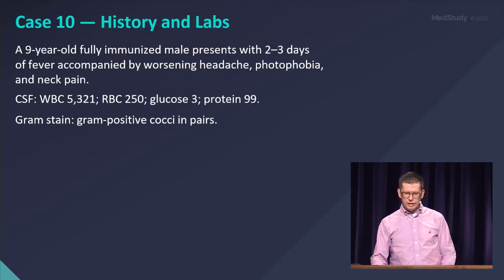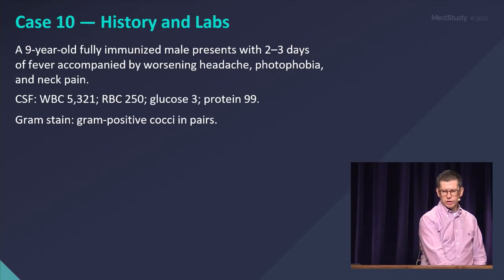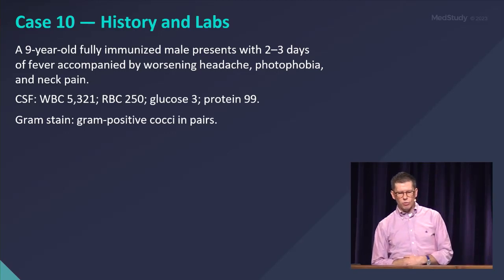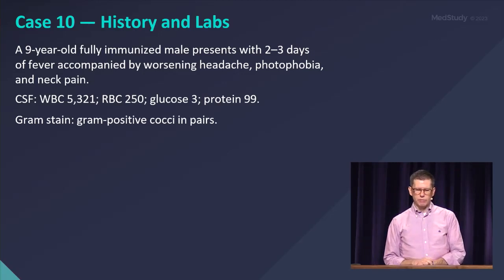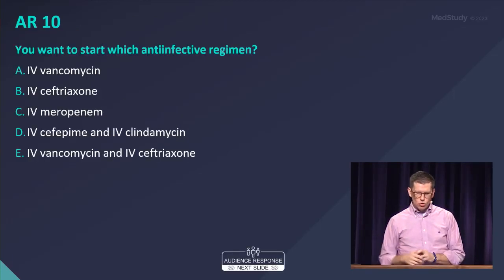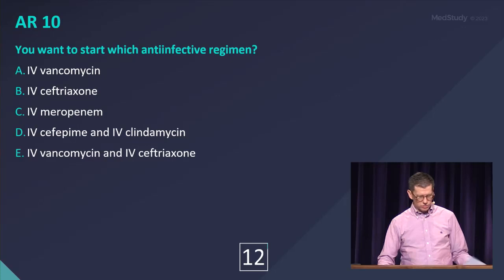So sort of continuing on this theme, a 9-year-old fully immunized male presents with 2 to 3 days of fever accompanied by worsening headache, photophobia, and neck pain. You get that CSF, and the white count has 5,300 whites, red blood cells of 250, a glucose of 3, and protein 99. The Gram stain shows gram-positive cocci in pairs. You want to start which anti-infective regimen? IV vancomycin, IV ceftriaxone, IV meropenem, IV cefepime, and IV clindamycin, or E, IV vancomycin and IV ceftriaxone.